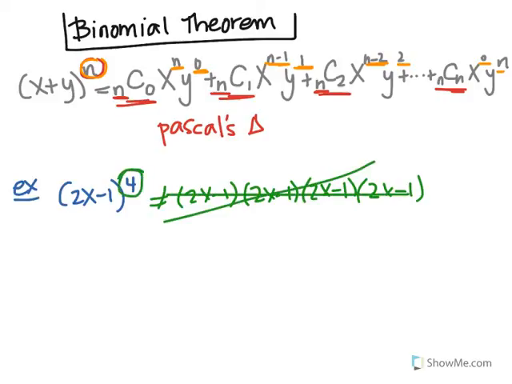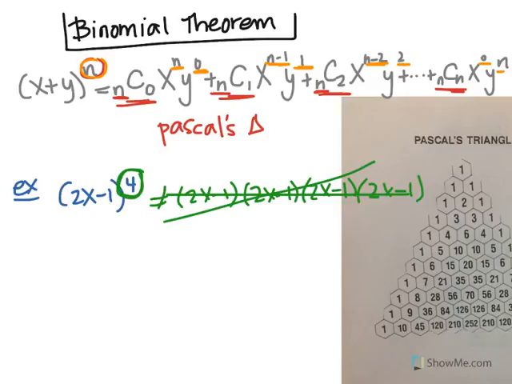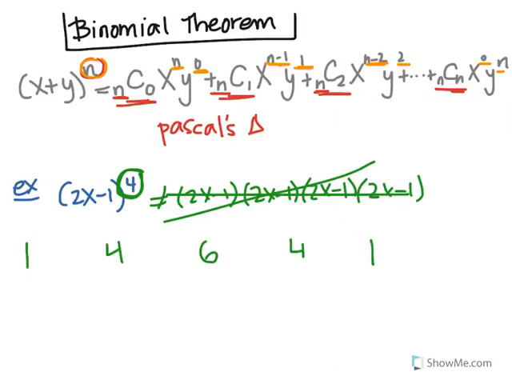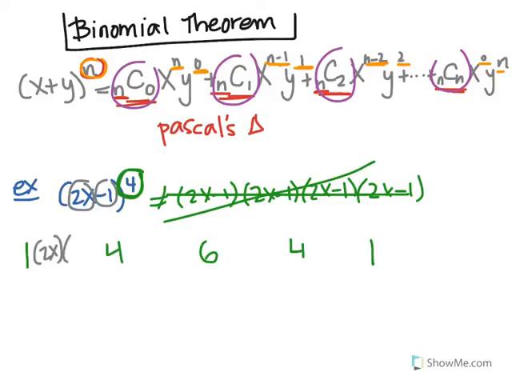So what you're going to do is look at row 4 of Pascal's triangle. Row 4, the coefficients are 1, 4, 6, 4, 1. So you're going to write out 1, 4, 6, 4, 1. What we've just done is gotten all of our coefficients right here. Alright? The next thing we're going to do is figure out the two things we're expanding. This is the x, and this is the y in the formula. So you're expanding a 2x and a negative 1. That would be your x and your y, basically.